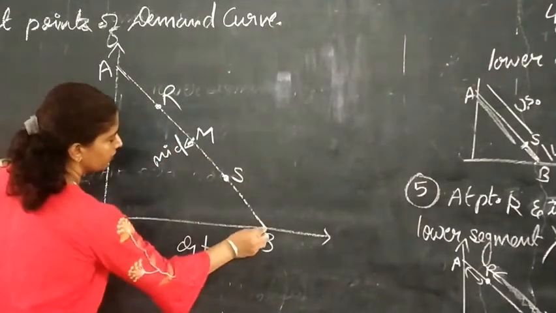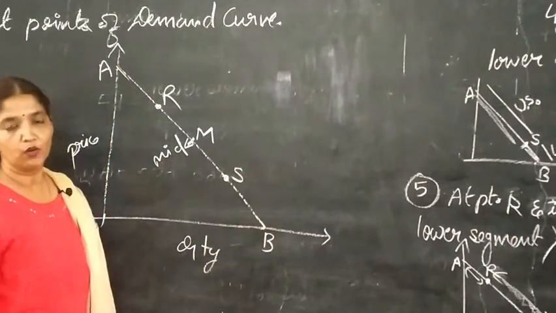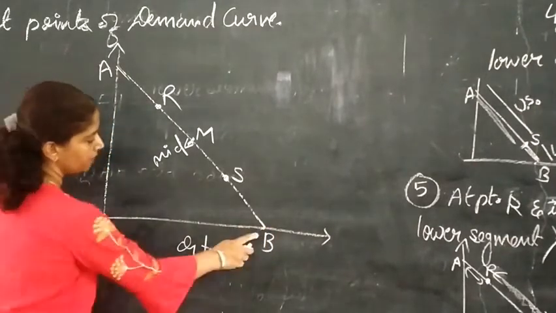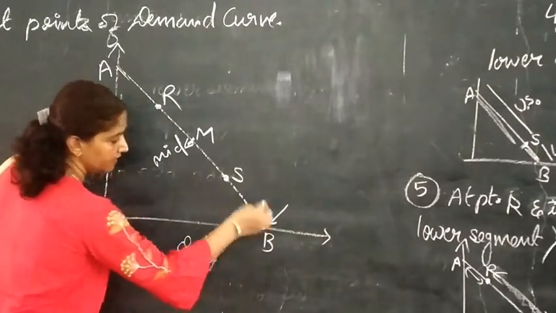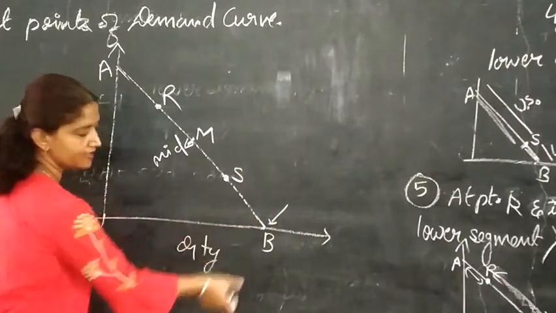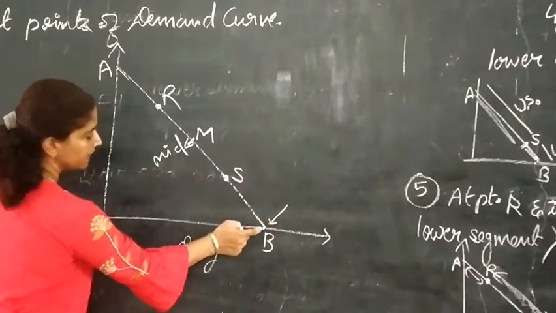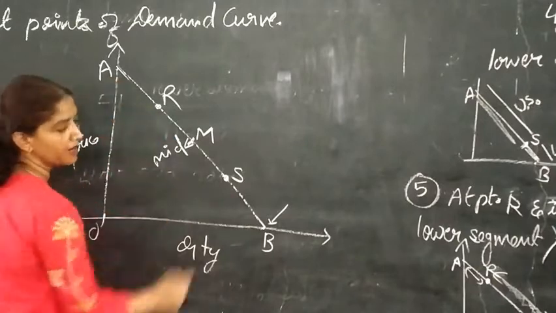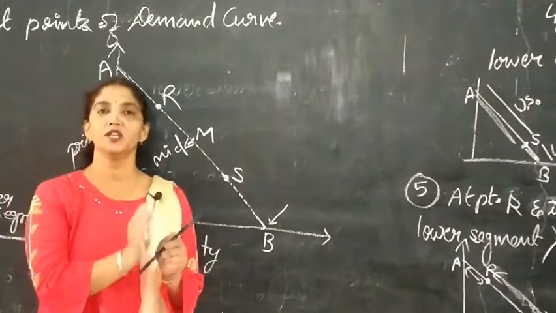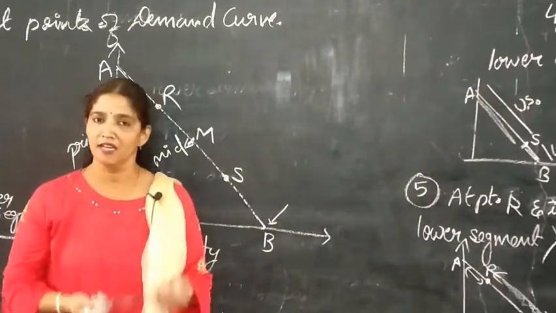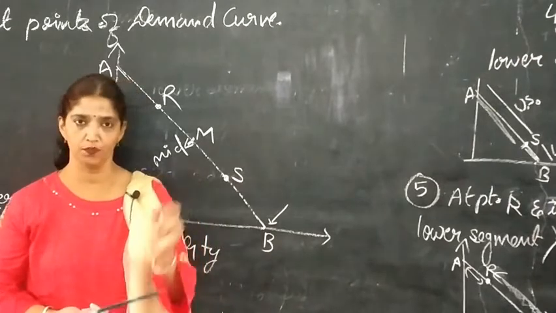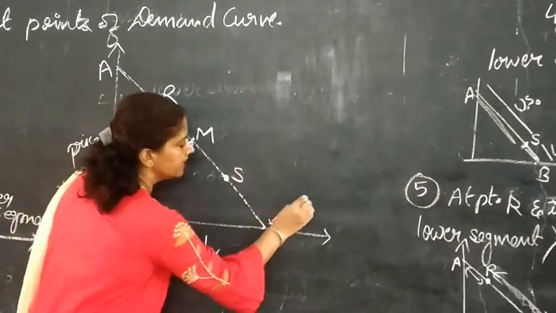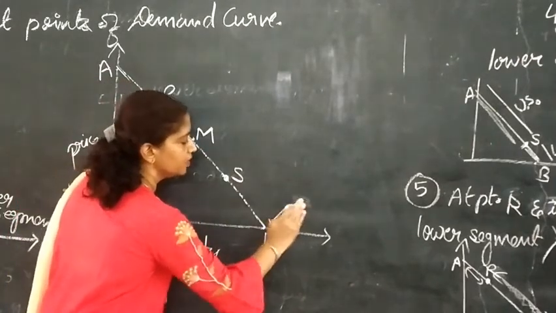If we are supposed to calculate elasticity of demand at point B, in this condition the lower segment is 0 and the upper segment is equal to the whole demand curve. But if 0 is divided by any number, we will get 0. So here the elasticity of demand will be 0.